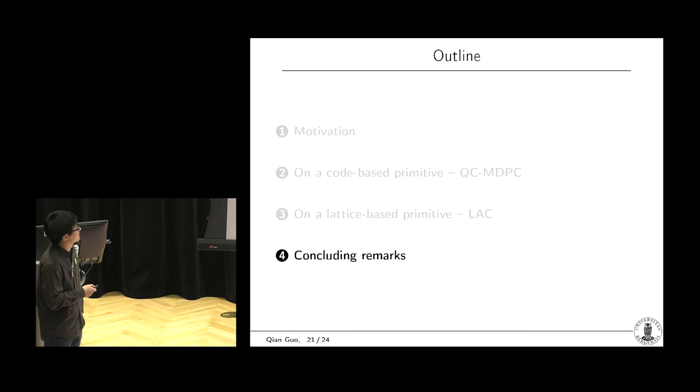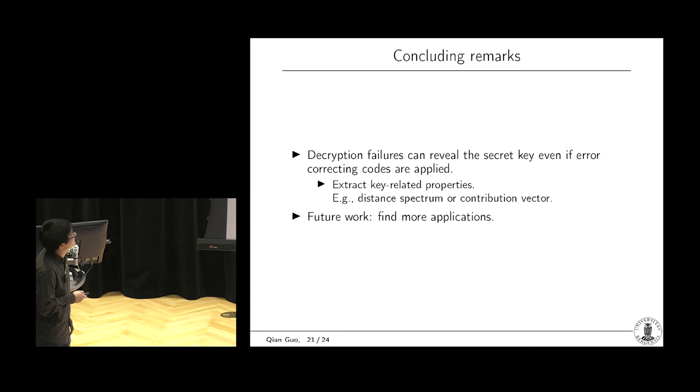So, concluding remarks. It's clear that decryption failures can reveal the secret key even if error correcting codes are applied, and we need to design some key-related property and do statistical attacks to extract these properties. For instance, the distance spectrum for QC-MDPC and the contribution vectors for LAC. The future work is to find more applications. Okay, so this is the reference, and thank you.